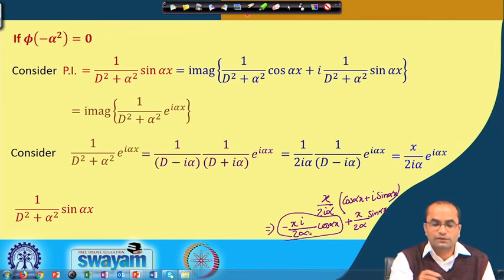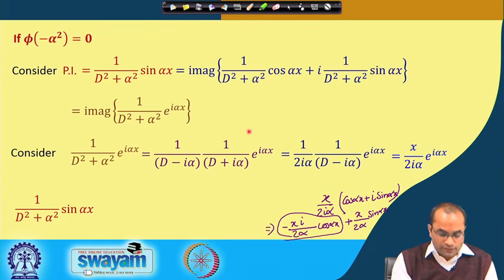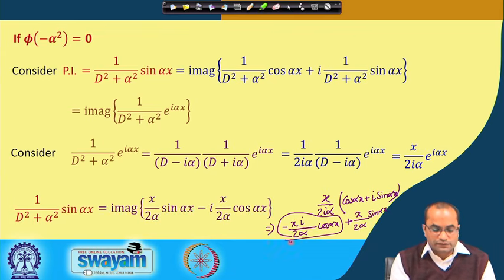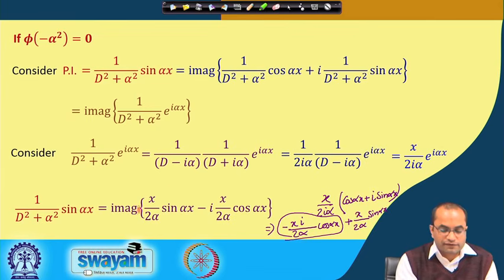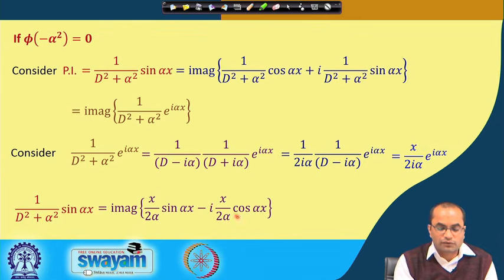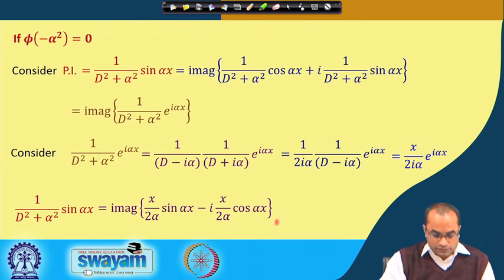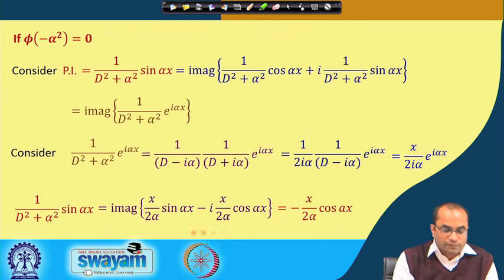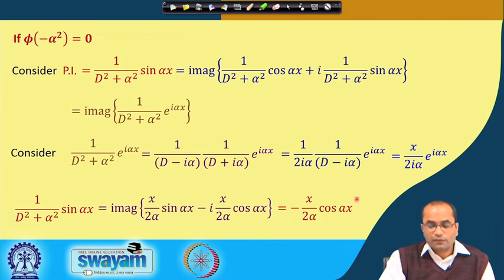So, the imaginary part we will now extract from this one, and that will be the imaginary part of x over 2 alpha sin alpha x minus I times x over 2 alpha cos alpha x. So, the imaginary part for the sine will be, with the minus sign, x over 2 alpha cos alpha x, and that is the result we have got here. The imaginary part of this is nothing but minus x over 2 alpha cos alpha x. So, the direct result we have is that 1 over d square plus alpha square operated on sin alpha x gives the value minus x over 2 alpha cos alpha x.